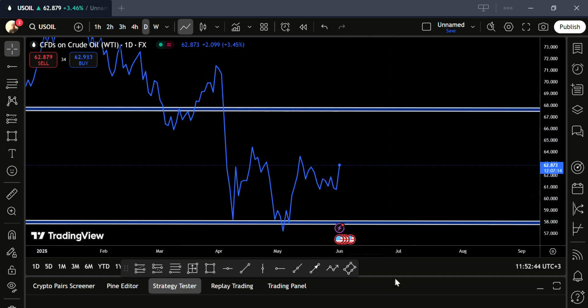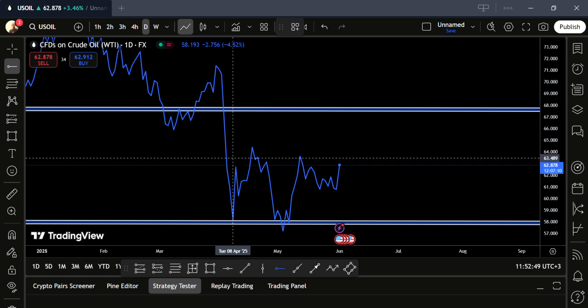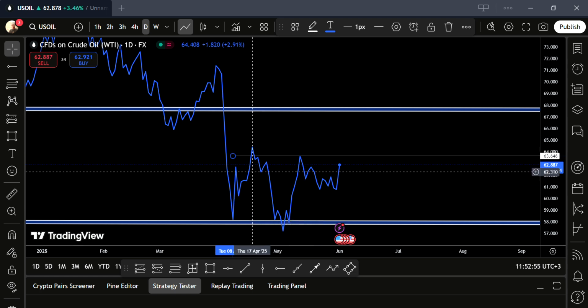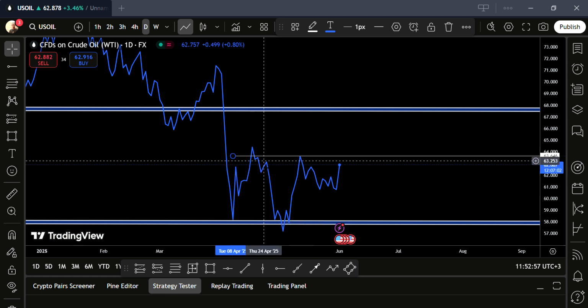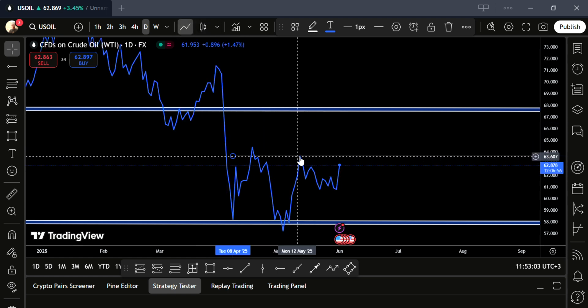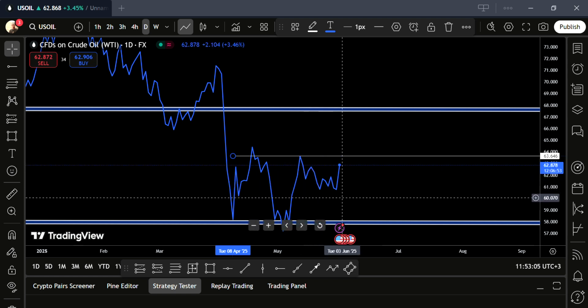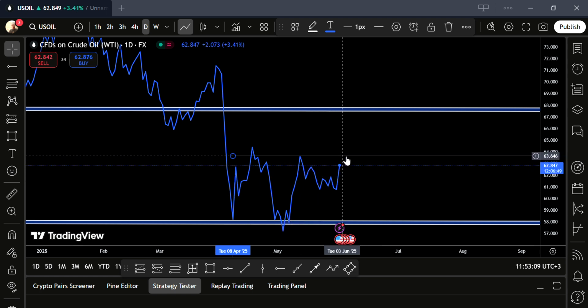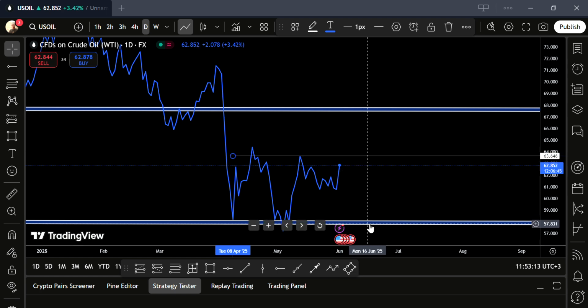However, we have very many resistances before we even get to that one. So this is one. Why? Because it was raised here as resistance, used here as resistance. You see, the wicks touched it as resistance, used here as resistance to even push price lower, and now price action is coming back to that area. So we expect it to be used as resistance to send price down.